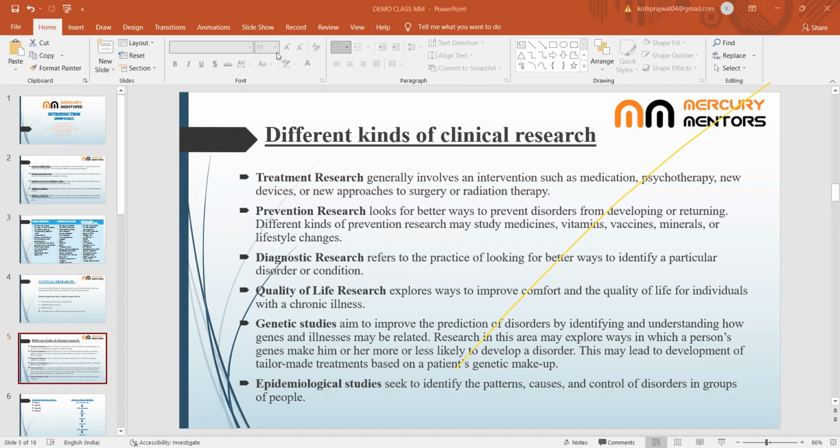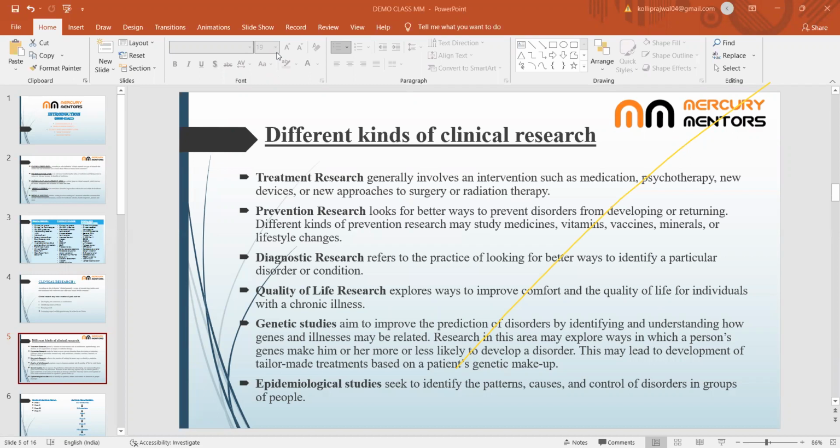Next is genetic studies. Genetic studies aim to improve the prediction of disorder by identifying and understanding how genes and illness may be related, right? So this is also a really important one. We are going to study how the genes are related with any particular kind of illness.